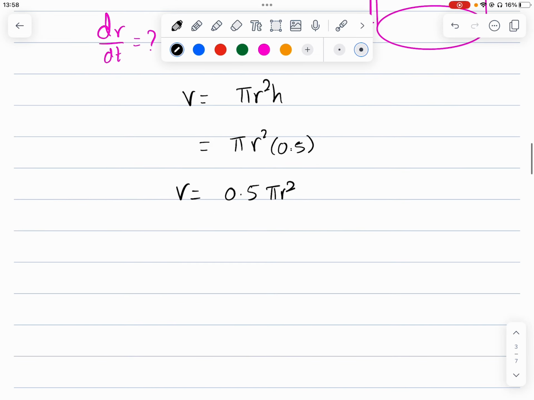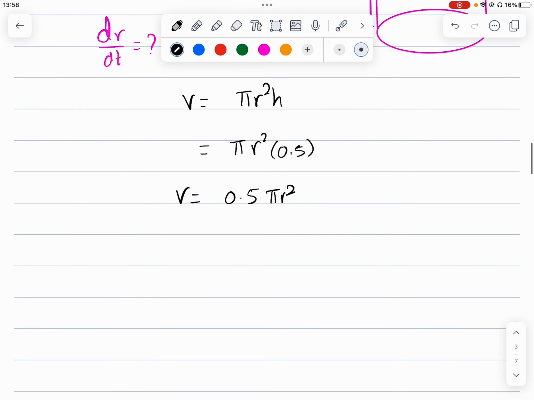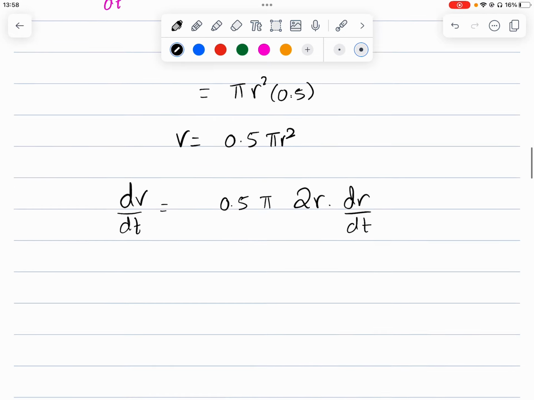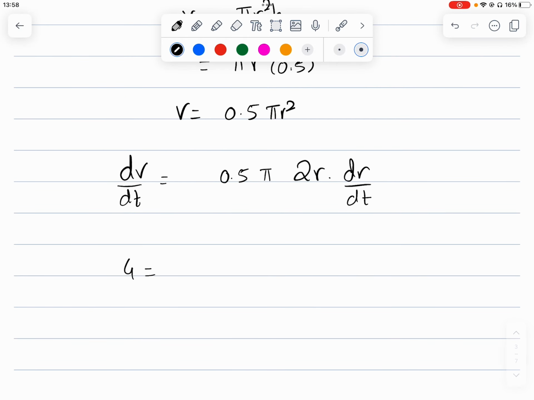Now I am going to find it out. dV by dt is given and dr by dt is being asked. So directly find the derivative. So dV by dt equals 0.5 pi, r square derivative is 2r. Then again r derivative is dr upon dt. So dV by dt how much has been given as? dV by dt is given as 4 equals 0.5 times pi times 2 times radius. Radius how much has been given? 20 and dr upon dt.